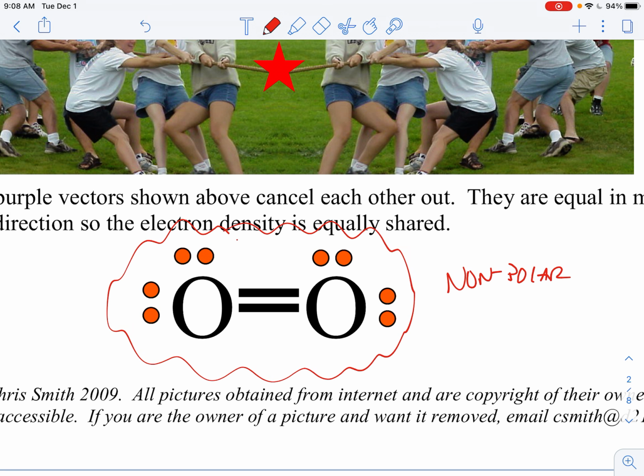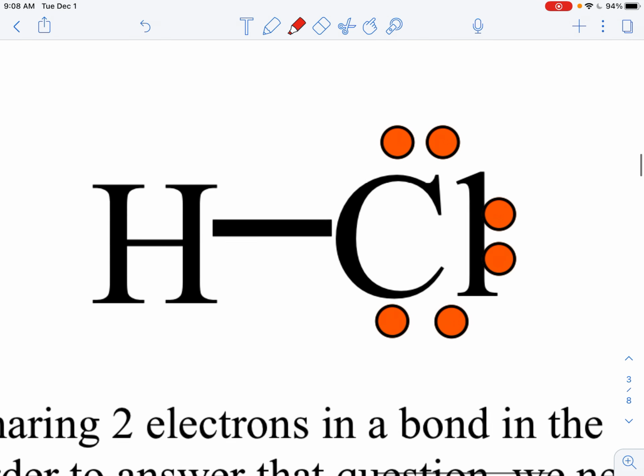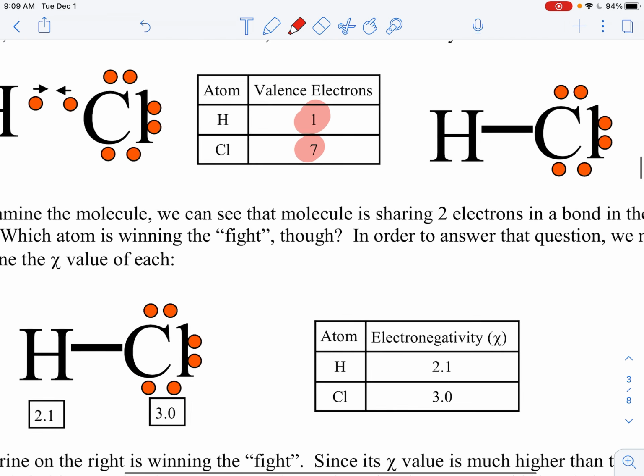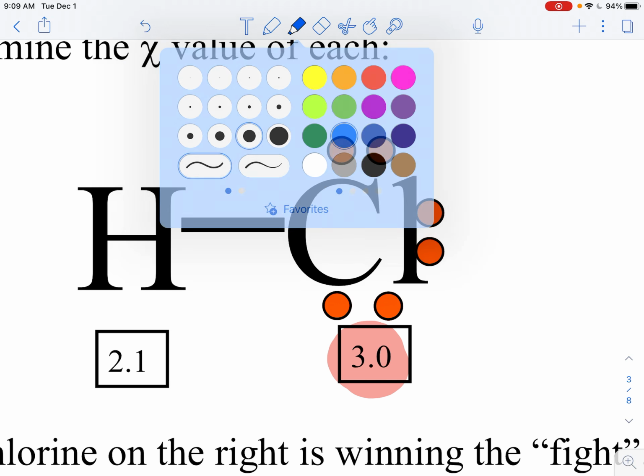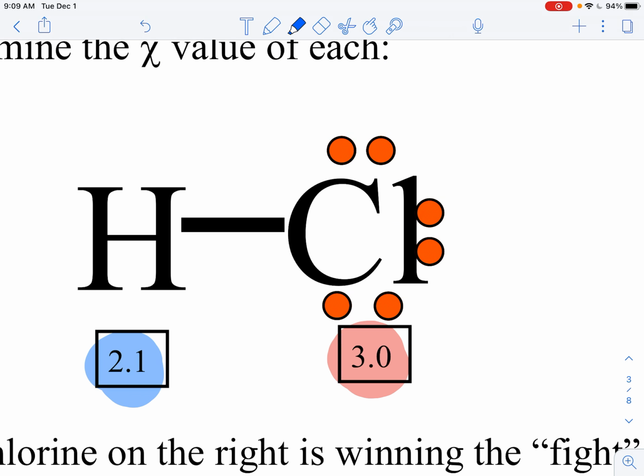Let's take a look at a different example here. So, let's take a look at H and Cl. Here's H and Cl with their valence electrons, 1 and 7, and we put them together and make this Lewis dot structure here for H and Cl. Again, that was the previous lesson. And now we go through and look up their electronegativity values. Chlorine is here at 3.5 and hydrogen is over here at 2.1. Well, who wins? Well, chlorine at 3 beats hydrogen at 2.1.